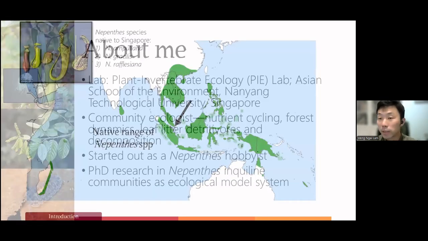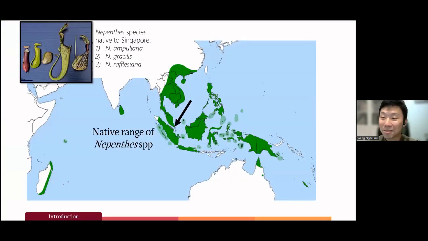So I come from Singapore, that small little country, that small little dot, which is barely visible on this map at the tip of peninsular Malaysia. But it is the center of diversity for Nepenthes, which is mainly a Southeast Asian genus.